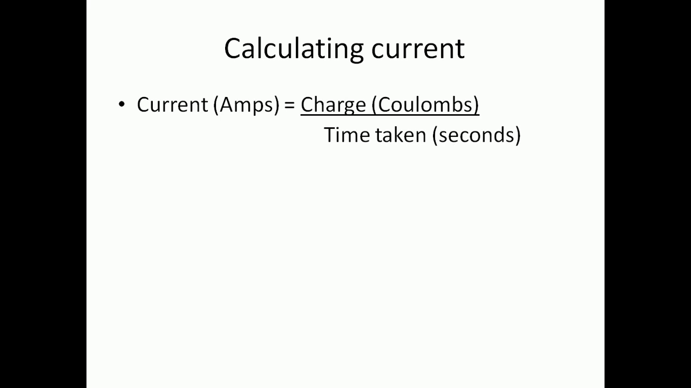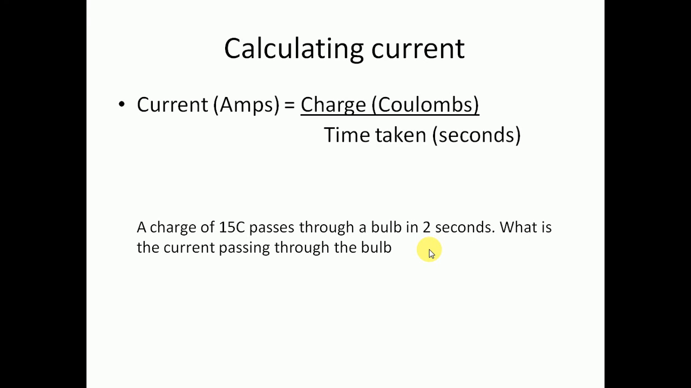So let's have an example. A charge of 15 coulombs passes through a bulb in 2 seconds. What is the current passing through the bulb? So current equals charge divided by time taken. Our charge is 15 coulombs and our time period is 2 seconds. So 15 divided by 2 gives us 7.5. Don't forget your units. It's asking for current, and current is measured in amps, which is given the capital letter A.